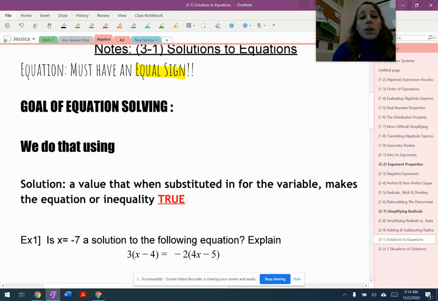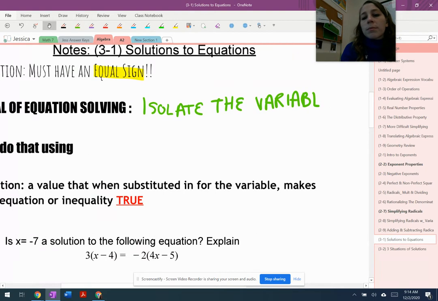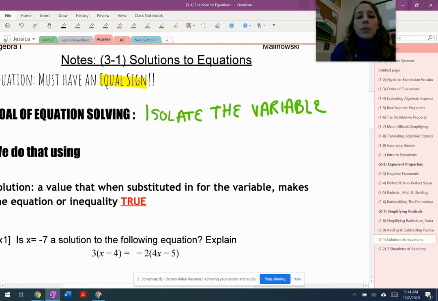The goal of equation solving, which if you had me as your Math 7 teacher, you should know this or might briefly remember it, is to isolate the variable. Isolate the variable. And when we talk isolate, we mean getting that by itself, getting it alone.